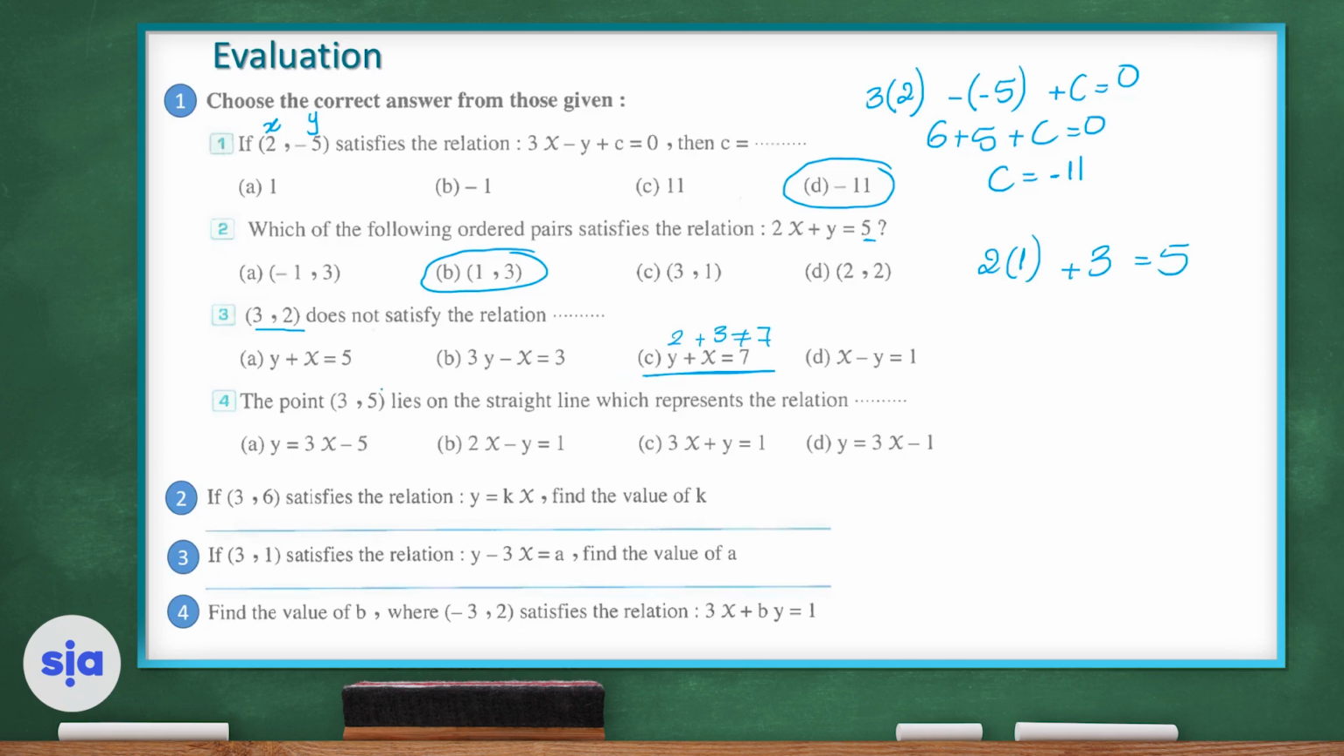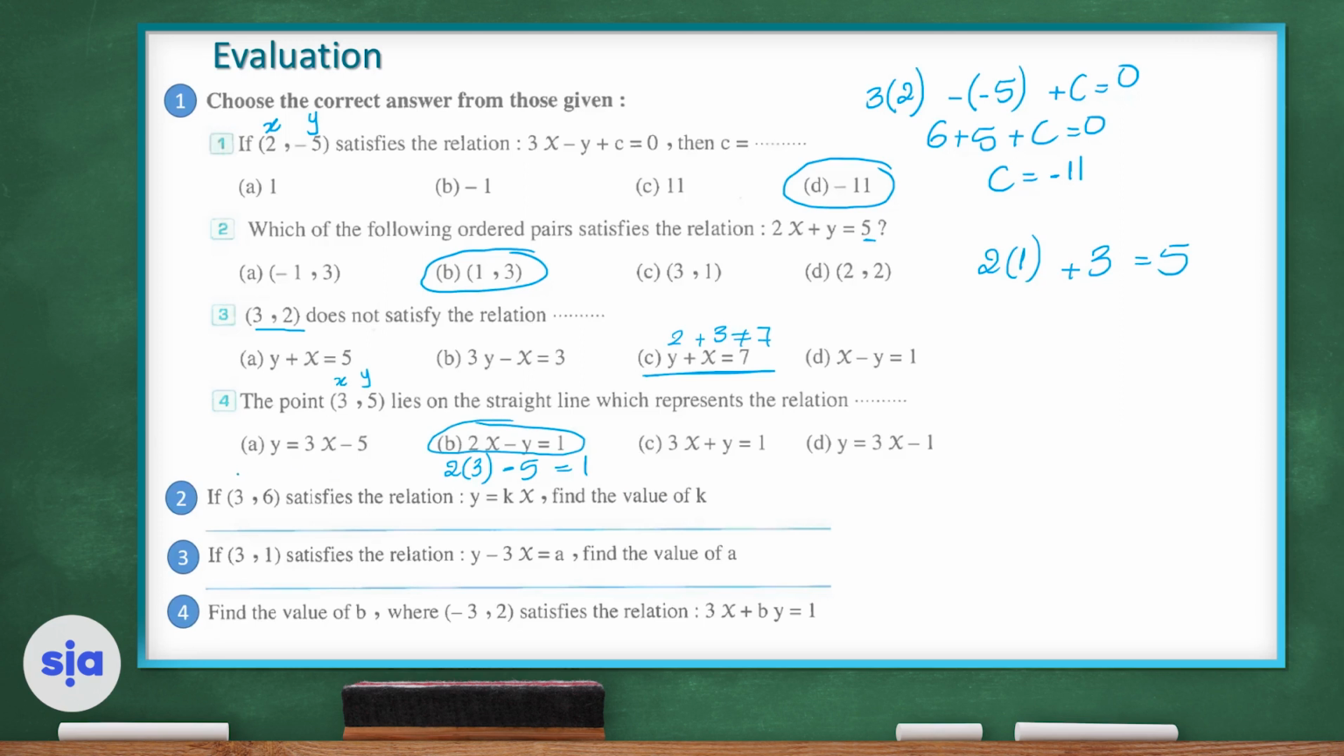For question 4, if this point lies on the straight line which represents the relation, which of the following relations can I replace x by 3 and y by 5 to have it as a correct relation? So in choice B, you can see that 2 times 3 minus 5 is equal to 1. Then the correct choice is choice B.